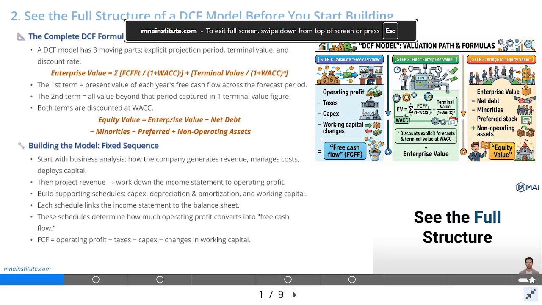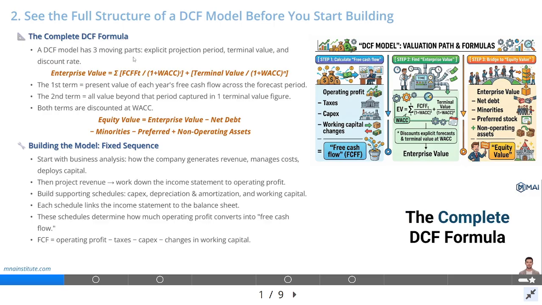2. See the full structure of a DCF model before you start building. The complete DCF formula. A DCF model has 3 moving parts: the explicit projection period, the terminal value, and the discount rate. The first term sums the present value of each year's free cash flow across the explicit forecast period. The second term captures all value beyond that period in a single terminal value figure. Both are discounted at WACC.